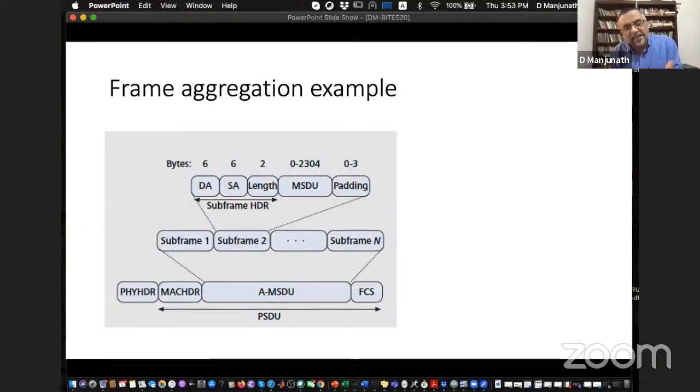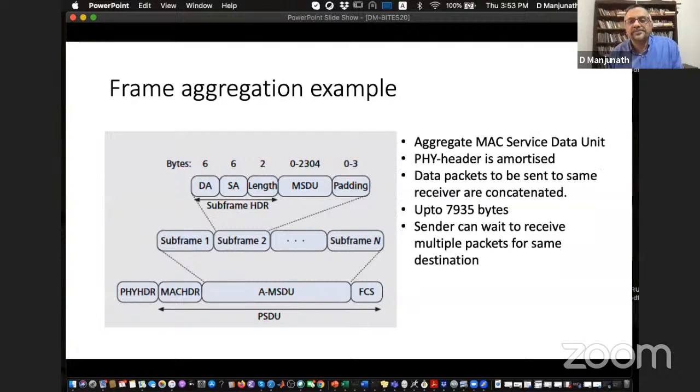Okay, so we have n subframes in this particular example, and you aggregate what is called a MAC service data unit. The physical layer header is amortized in this case, and data packets to be sent to the same receivers are concatenated. The total number of bytes in that dark blue part can be of the order of 7,000, almost 8,000 bytes. Okay.